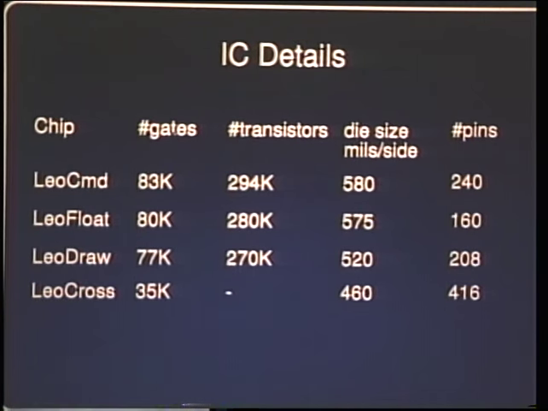The die size on the right-hand side there showed that most of the chips were in the mid-500s. Now this is for a particular process that we started off with. There are numerous other processes where the same chip can be shrunk down to a much more aggressive size. And finally you can see the pin count on the right, where the only one that really was over was Leo Cross, and that was a legitimate trade-off where we managed to do one chip in the place of five.